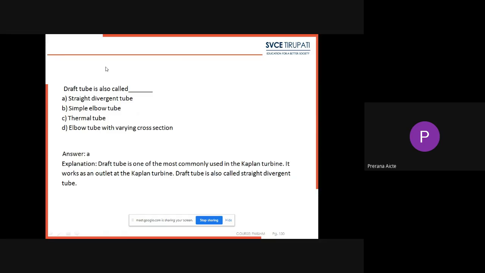And the next one, draft tube is also called the straight divergent tube. The draft tube is one of the most commonly used in the Kaplan turbine. It works as an outlet of the Kaplan turbine. And the draft tube is also called a straight divergent tube.